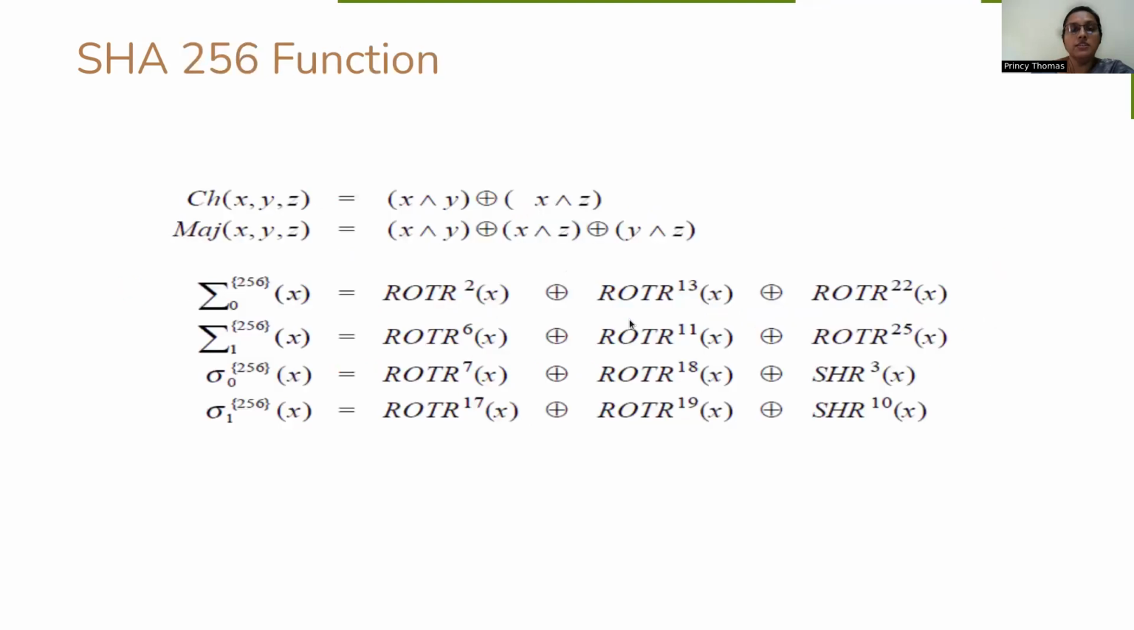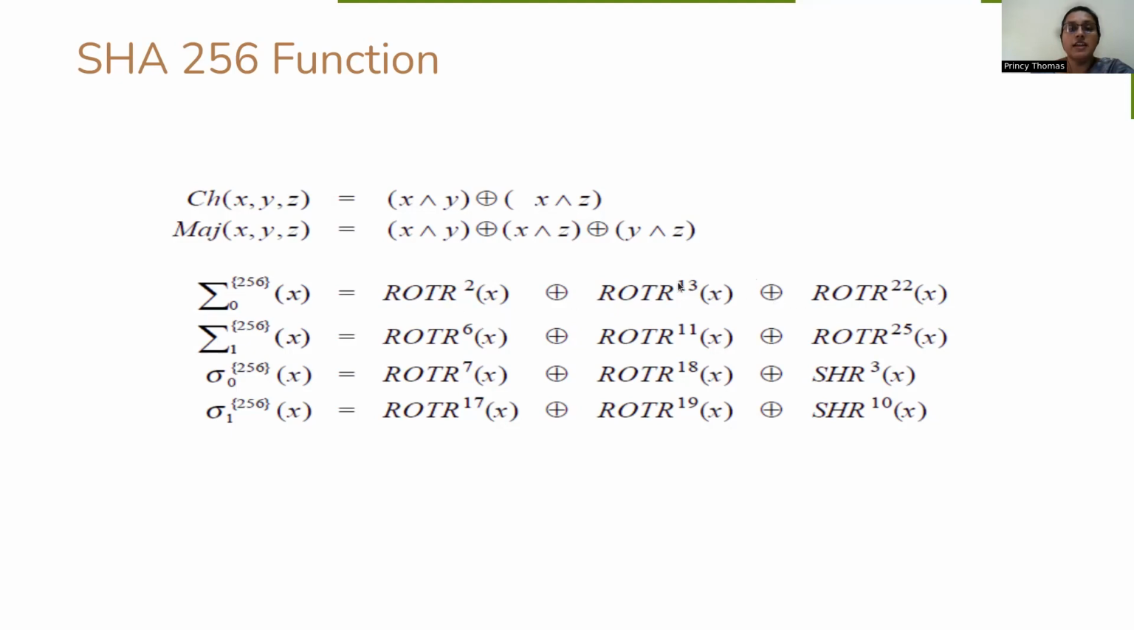Okay, and the majority function is also the same as SHA-2. In addition, there is Σ0 of 256, Σ1 of 256, σ0 of 256, and σ1 of 256. What these functions do is, for Σ0 of 256, rotate right 2 the x value, XOR rotate right 13 x value, XOR rotate right 22 x value. Not plus, this is XOR.